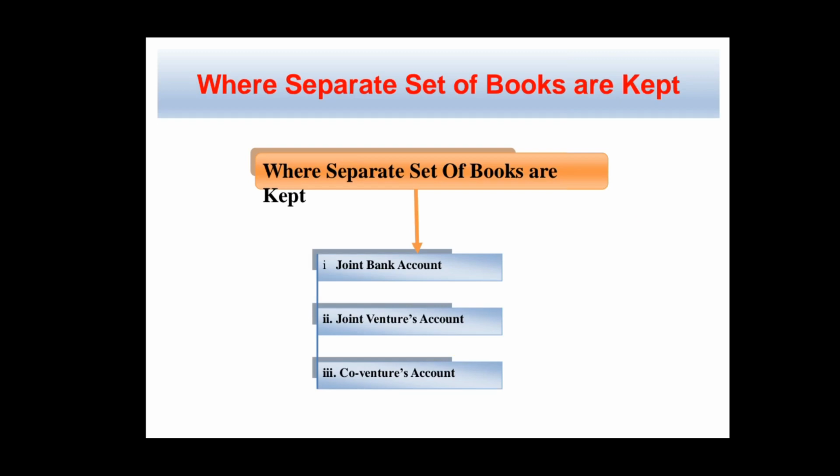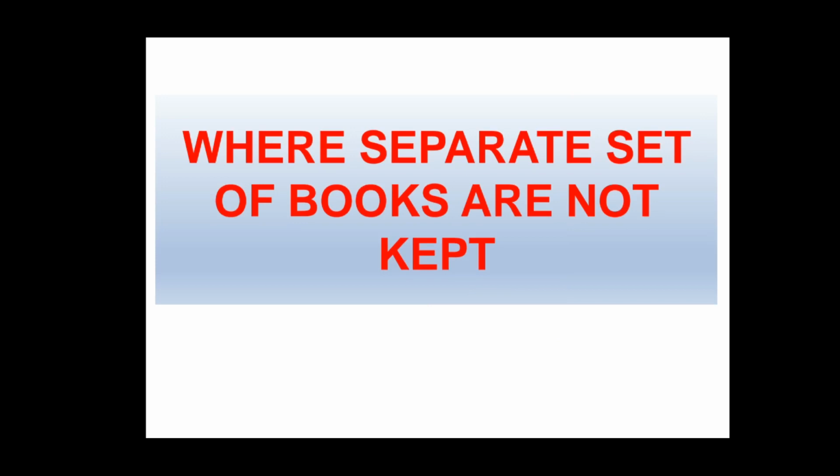In short, where a separate set of books is kept, three accounts will be prepared. We have the joint bank account, the joint ventures account, and the co-venturers account. These are the three accounts that will be prepared. Now let's look at a situation where a separate set of books is not kept.